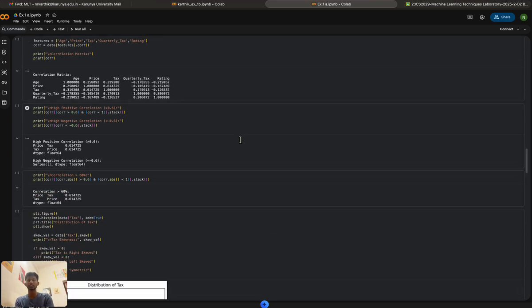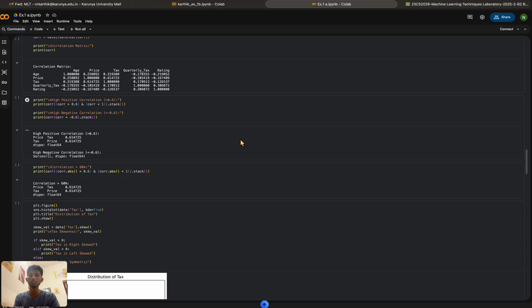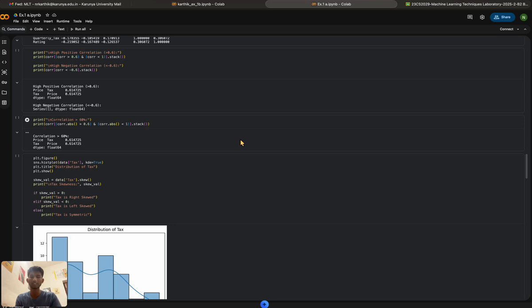And the 10th question is about the correlation analysis. We use the correlation function, which computes the correlation matrix. And the 11th and 12th are very common. They use correlation filtering. In both questions, we use conditions on correlation values, identifying high positive, high negative, and greater than 60% correlations. In both questions, it is very common.